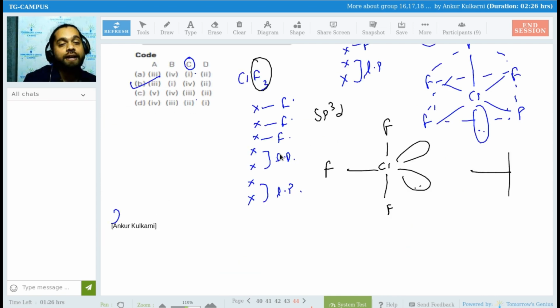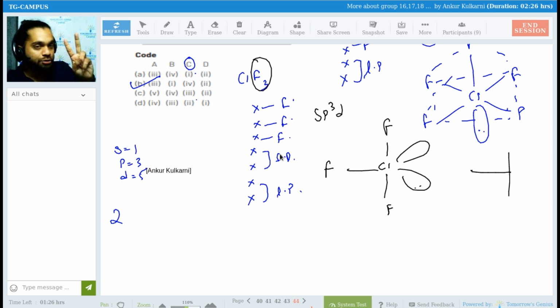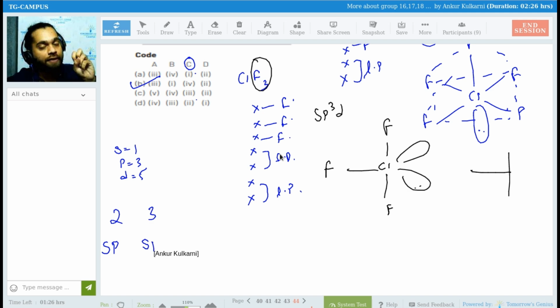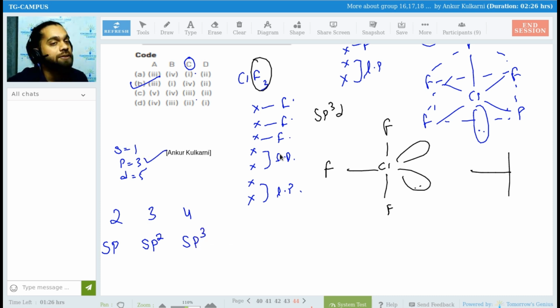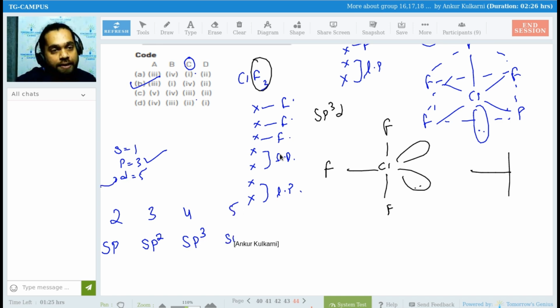So Anthony, if my number is 2, maximum S can be 1, P can be 3, D can be 5. So if my number is 2, I have 1 S, 1 P. If my number is 3, I will have S, P, 1 more P, so 2. If my number is 4, it is S, P, 3. Now P4 cannot exist because P is maximum till 3. So if my number is 5, next in line is D. So S, P, 3, D. Over here the number is 5: 1, 2, 3, 2 lone pair, 4 and 5.